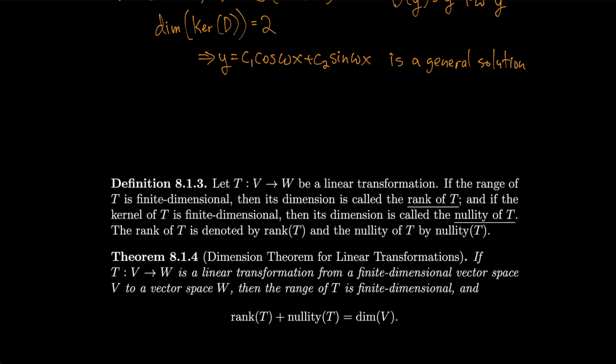The dimension theorem for linear transformations says that if T from V to W is a linear transformation from a finite dimensional vector space V to a vector space W, then the range of T is also finite dimensional, and the rank of T plus the nullity of T is the dimension of V, the original vector space.